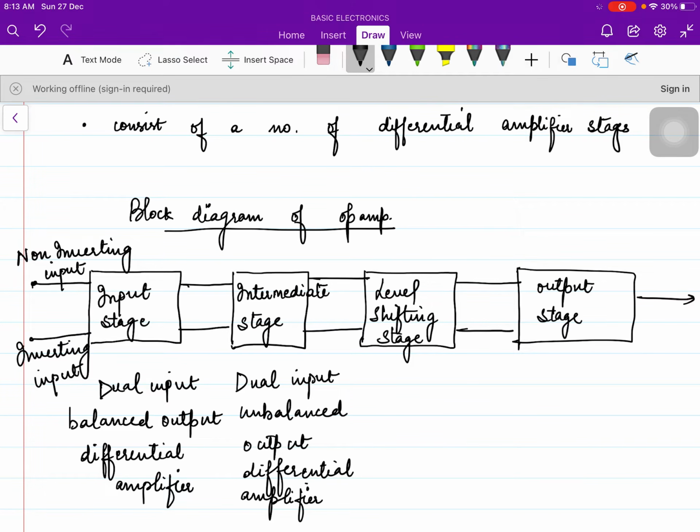First of all, I have told you the strategy to remember this block diagram, that in total you have 4 blocks, and the first and the last block will be input and output stage. The second will be the intermediate stage, and the third one will be the level shifting stage. Now the first, input stage, is represented by dual input balanced output differential amplifier. The second one is dual input unbalanced output differential amplifier. Level shifting stage is emitter follower. And the fourth one is push-pull amplifier.